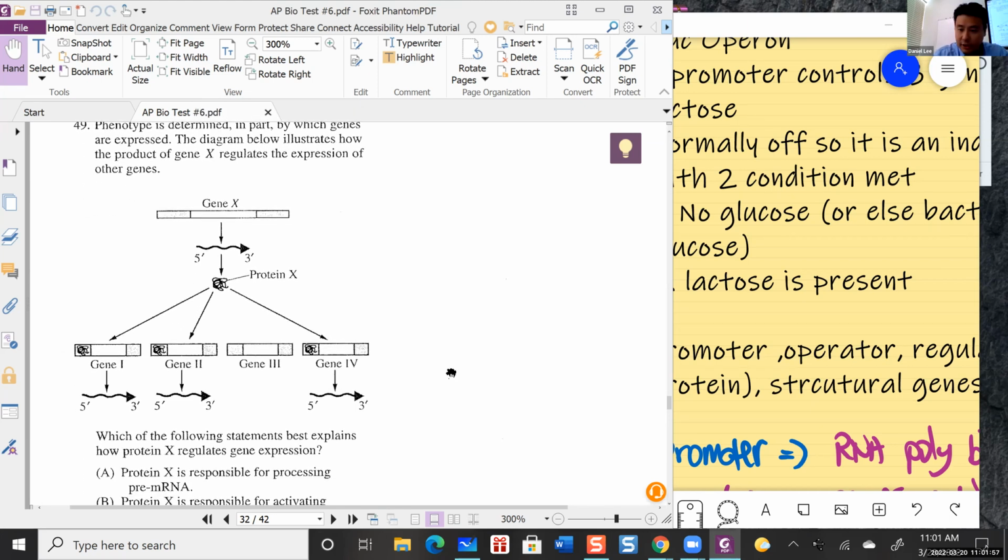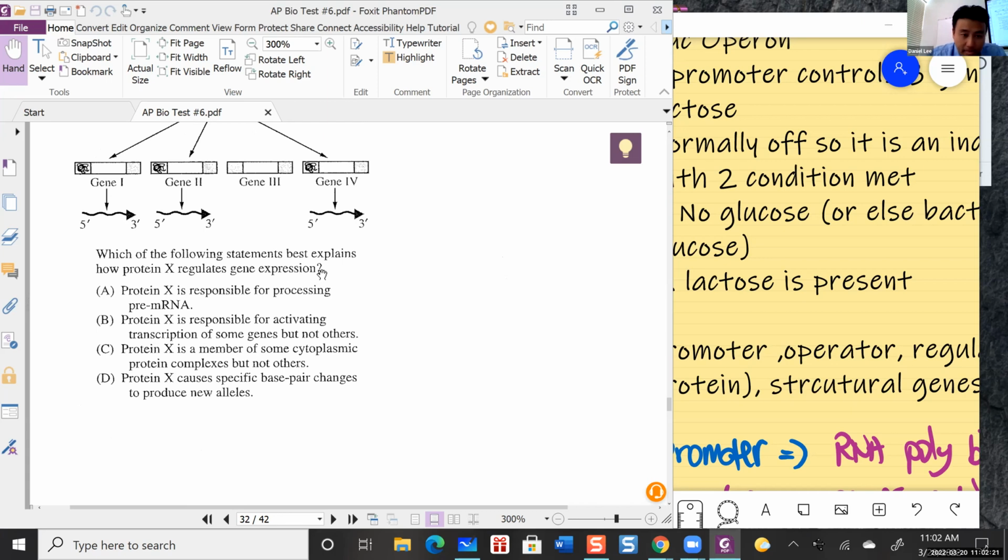So phenotypes are determined here in part by when genes are expressed. It illustrates gene X. You can see the product of gene X, which is protein X, actually can turn on gene 1, gene 2, and gene 4. Crazy. So gene X can control genes 1, 2, 4. The question is, which of the following best explains how gene X controls gene expression?